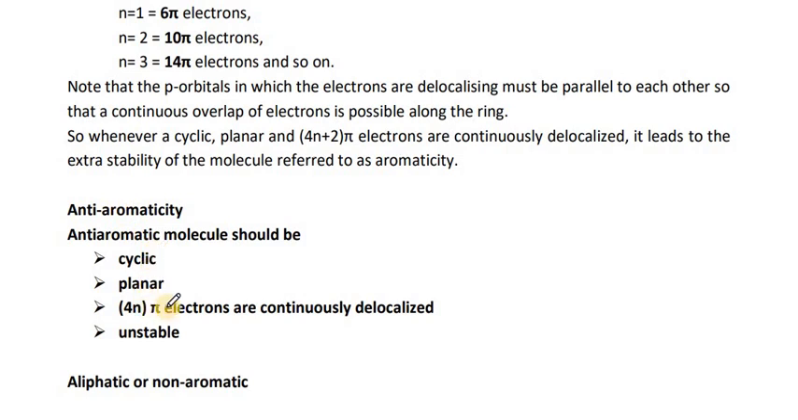Both aromatic and anti-aromatic molecules are cyclic, planar in nature, and the pi electrons will be continuously delocalized within the molecule, but the only difference is aromatic compounds will have 4n plus 2 pi electrons, whereas anti-aromatic compounds will have 4n pi electrons. And all the aromatic compounds are stable and all the anti-aromatic compounds are unstable. And all the molecules prefer to be aromatic.